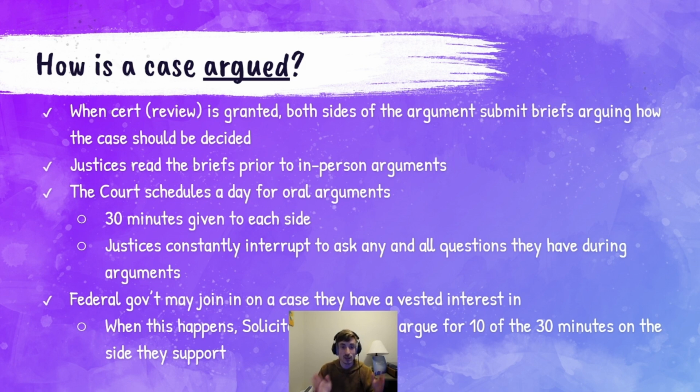Each side, the petitioner goes first, and the petitioner is, again, the one asking for review. They argue their side, and then the defense argues their side. The federal government can join in on a side of a case if they would like to, but they are never required to. In the Dobbs case, they did join on the side of the abortion clinics trying to maintain Roe v. Wade and to not overturn it.